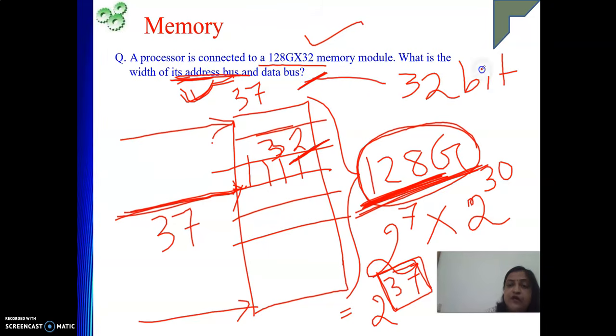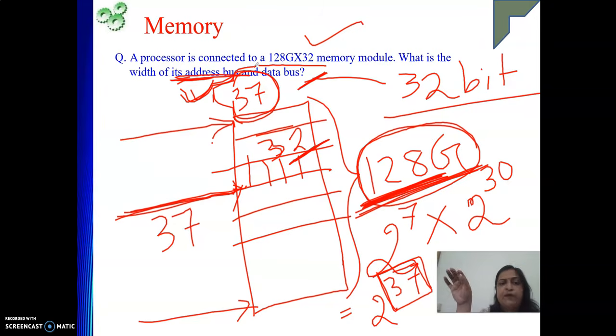Do understand one thing. Here I'll tell you one word of caution. The data bus will never decode because it is carrying information. We cannot decode it. Please do not say that it is 5, because the data bus is carrying your information. Some 1010 combination is holding your data. What your data is, is not known to me. So I cannot decode it, right? So it is directly 32 bits, and the address bus length is 37 bits.